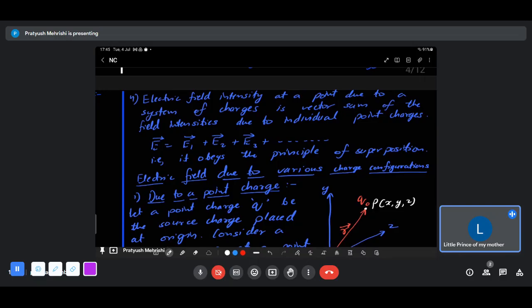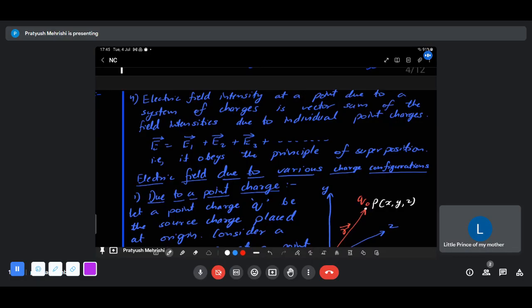So if more than one charge is there, then we will calculate the electric field like this. In that case, the electric field will be calculated like this. Okay, got it now? Done. Shall we move ahead? Yes, sir, we can move ahead.